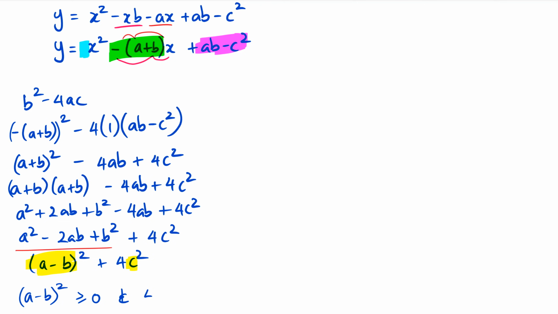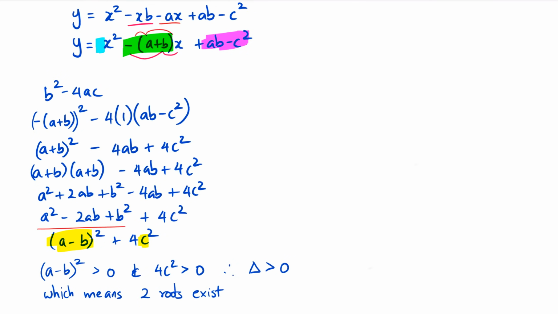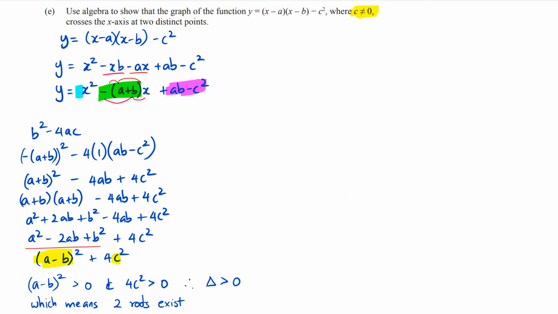And we can also say that 4c squared is greater than or equal to 0. Therefore, the discriminant is greater than 0, not greater than or equal to. Sorry, I should have put that as greater than. Discriminant is greater than 0, which means this polynomial has 2 roots. So this is the algebraic way of doing this question.